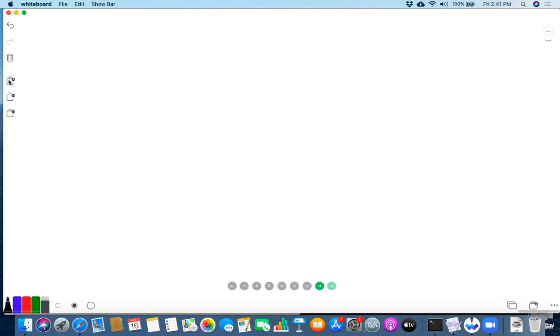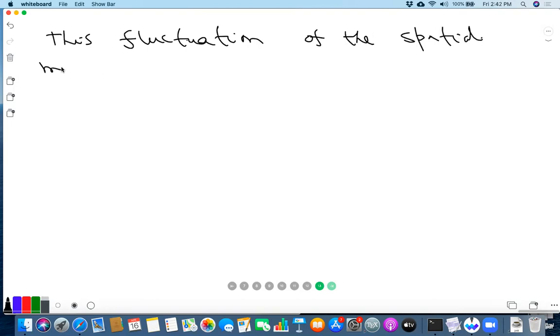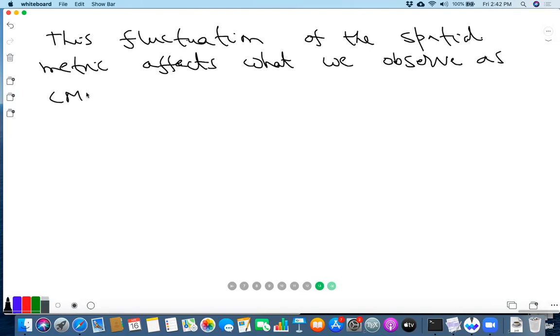And this in turn affects the CMB temperature. This fluctuation of the spatial metric affects what we observe as CMB temperature. Okay, again, this is something we'll try to discuss later. Okay, how this is related.